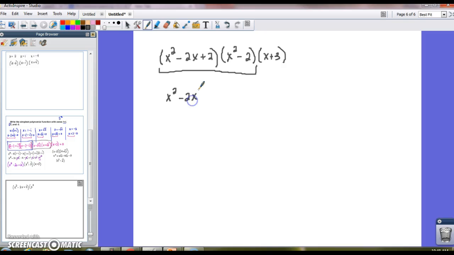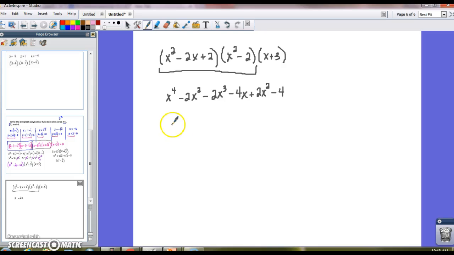If I multiply those out, I end up with x to the 4th. X squared times x squared gives me x to the 4th. X squared times negative 2 gives me negative 2x squared. Negative 2x times x squared gives me negative 2x to the 3rd. Negative 2x times negative 2 gives me negative 4x. 2 times x squared gives me 2x squared. 2 times negative 2 gives me negative 4.